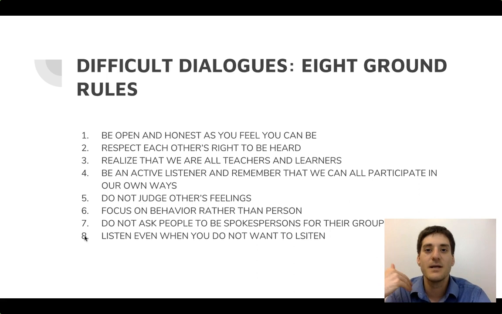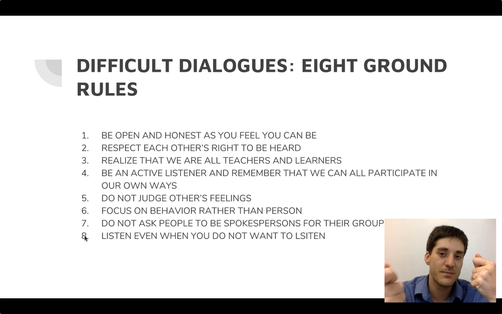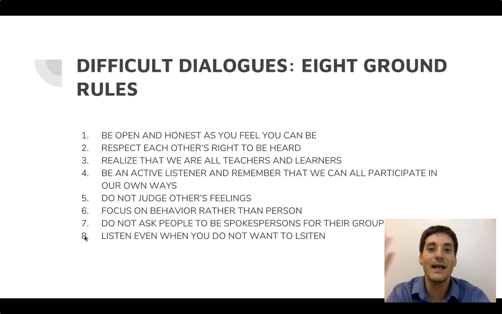And these are spaces where perhaps you are thinking about how to communicate around diversity. And so there are some 8 ground rules that are important. The first one is to be open and honest, as much as you feel you can be. The second important rule is to respect each other's right to be heard. So you're being honest as much as you can be, but you're also respecting people's right to fully engage and fully be heard in the conversation.